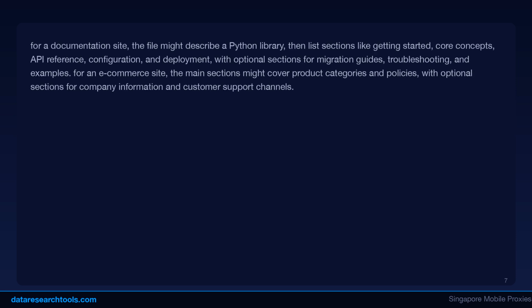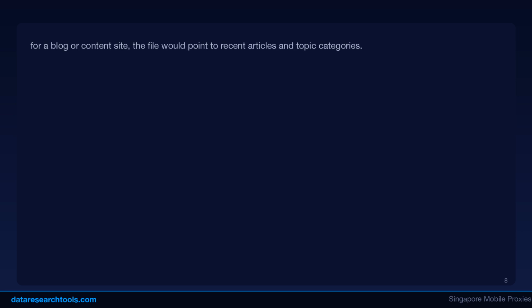For a documentation site, the file might describe a Python library, then list sections like getting started, core concepts, API reference, configuration, and deployment, with optional sections for migration guides, troubleshooting, and examples. For an e-commerce site, the main sections might cover product categories and policies, with optional sections for company information and customer support channels. For a blog or content site, the file would point to recent articles and topic categories.